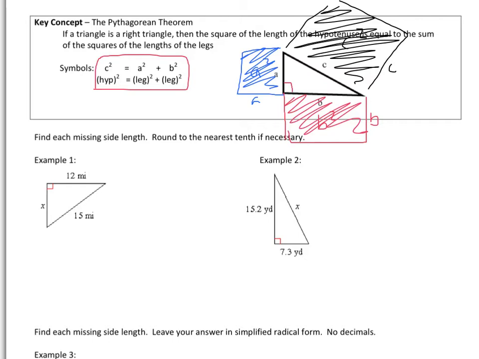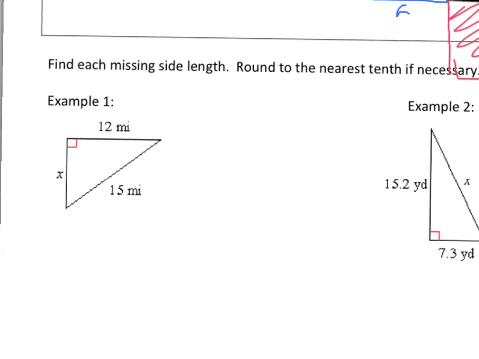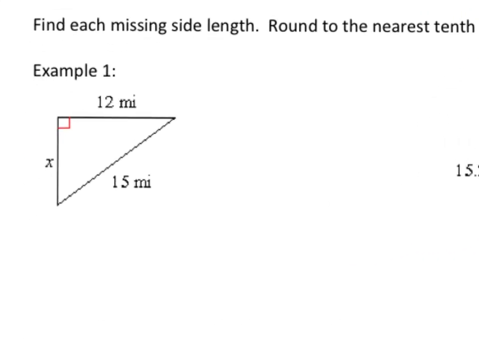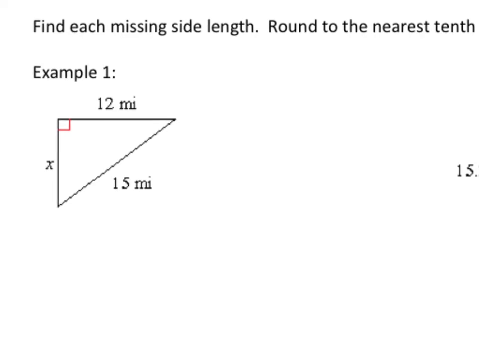When it comes to us working it out, pretty straightforward. The first question here says find the missing length to the nearest tenth. So we know that the Pythagorean theorem says, and I'll use the same formula they had before, the hypotenuse, which is right here, it's opposite the right angle and it's the longest side, that squared equals the other two sides squared and added together.